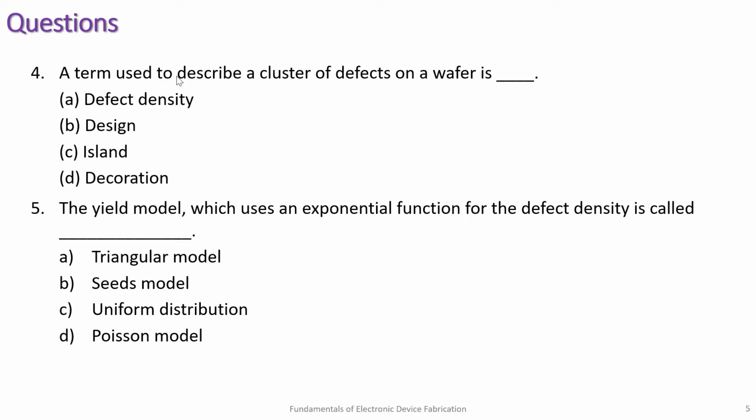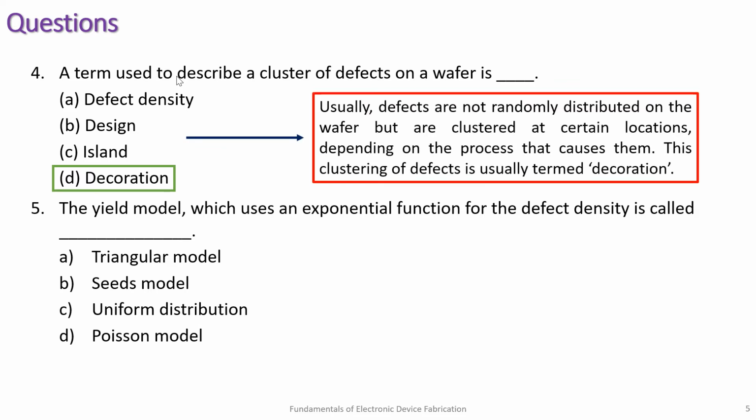No, defect density is actually the number of defects per unit volume, so defect density is not the answer. It is somewhat related, though. On a wafer, this cluster of defects is an unwanted term, right? So there is a particular word for that. Decoration is the right answer. So a cluster of defects on a wafer is known as decoration. That's right. Now we'll move on.